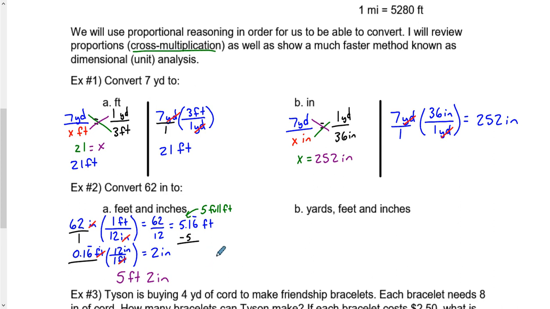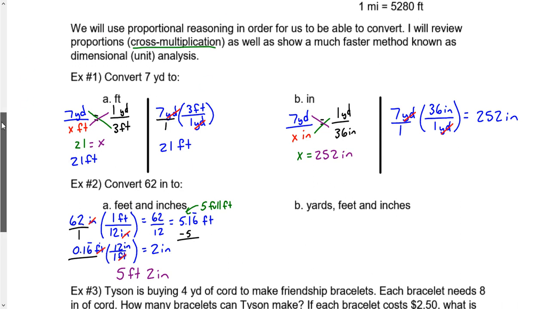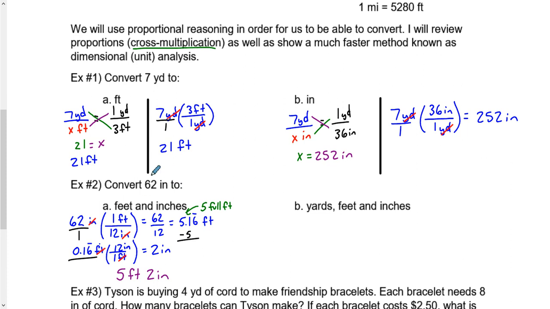Even though it may be something that you can do in your head, I would still expect that you're showing your work. It's not a hard thing to show. If we have multiple conversions, for example, going from 62 inches into yards, feet, and inches, we're going to have to calculate it out. Again, dimensional analysis is a great way of doing it.